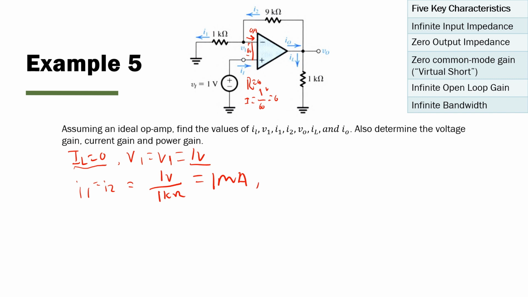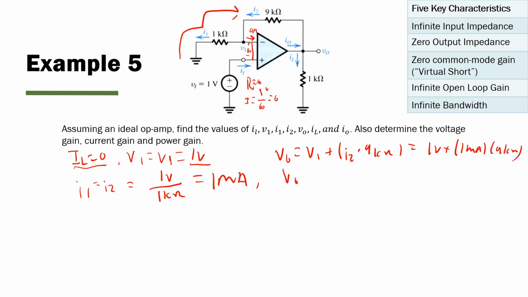Now we can calculate V out. Following the circuit this way, we would have V out is equal to V1 plus I2 times those 9 kilo ohms. So that's equal to 1 volt plus 1 milliamp times 9 kilo ohms. So I get V out is equal to 10 volts. So underline these, and then we can find the load current now because we have 10 volts at this node. So IL is equal to 10 volts divided by 1 kilo ohm, which is another 10 milliamps.